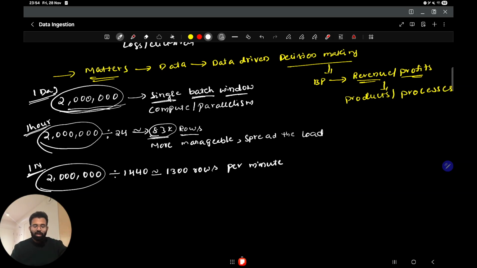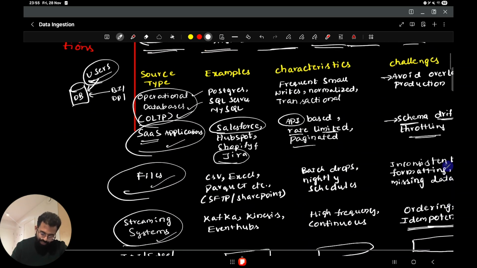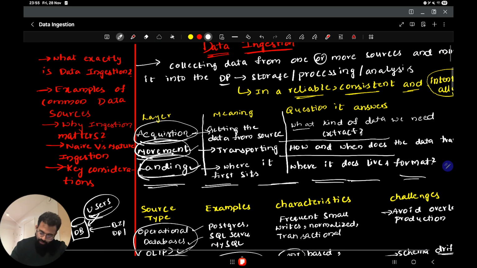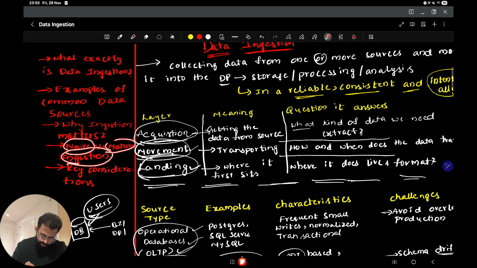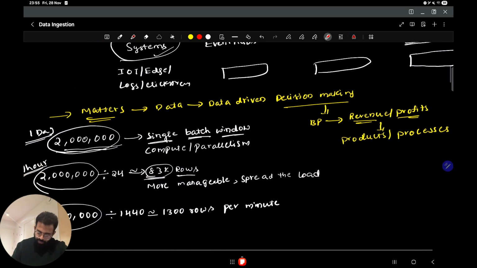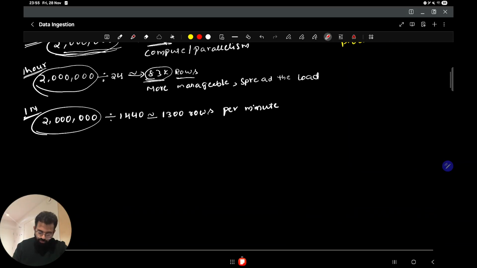With that being said, let's now move on to our next topic, which is naive versus mature ingestion. So till now we talked about what exactly is data ingestion, what are the common examples of data sources that you normally ingest the data from, and why ingestion matters. Now let's talk about naive versus mature data ingestion, and after that we'll move on to key considerations.